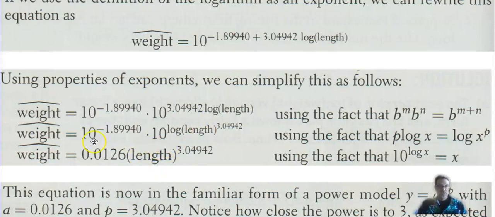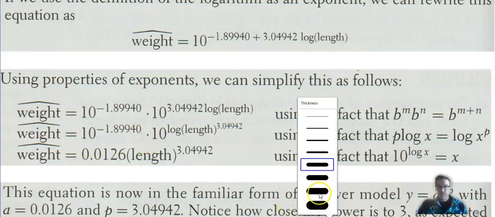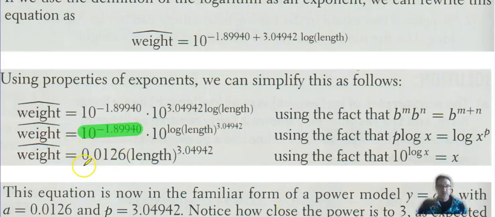Then we can figure out what this is. 10 to the negative 1.89940 is 0.0126 times, well, we have a rule that says if I'm doing 10 raised to a log, that's just the x portion. So 10 raised to log base 10 of the length is just the length. So we got this. Let me make my line a little fatter. This is there, and then we just bring this down. Boom.